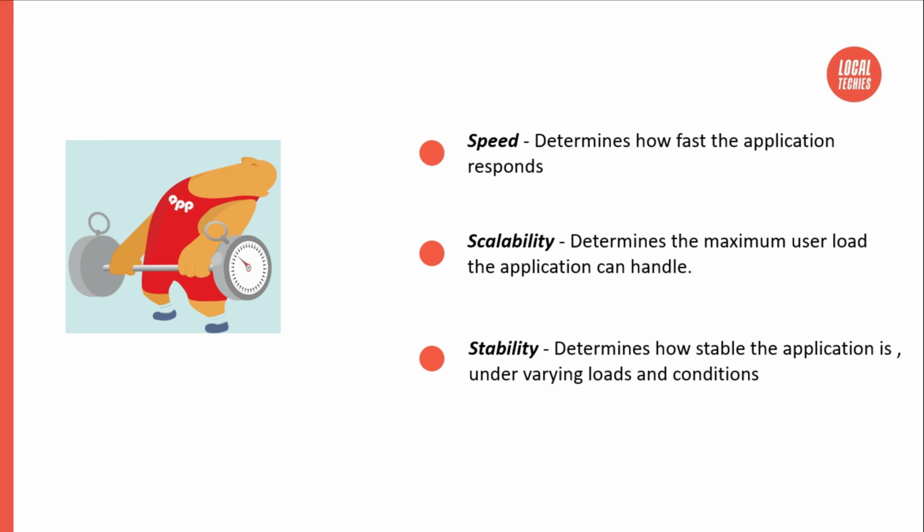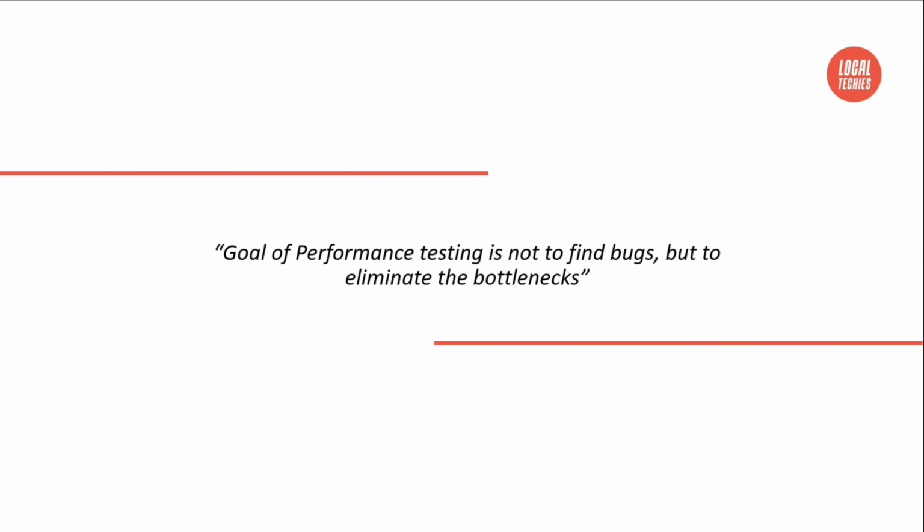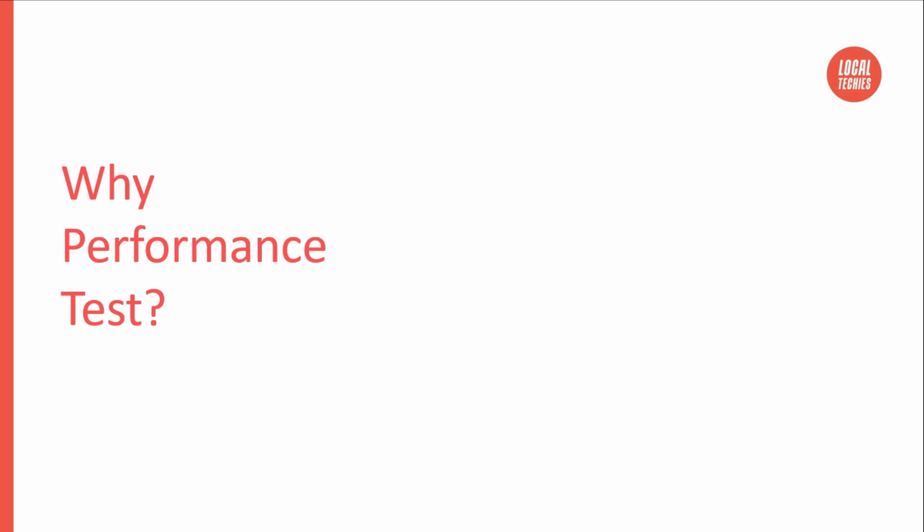Now, what are the goals of performance testing? The goal of performance testing is to identify and eliminate any bottlenecks that are present in the application. Its goal is not to find defects or bugs in the application. So what is a bottleneck? A bottleneck is a stage in a process that can cause the entire process to slow down or stop. In common terms, a bottleneck is nothing but any reason that can cause the application's performance to degrade. Now, let's move on to why we do the performance test.